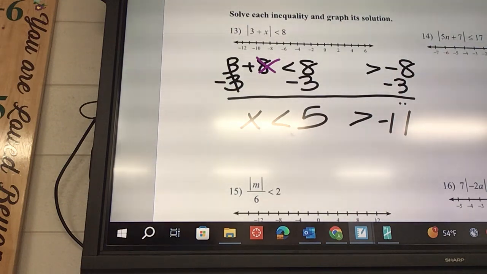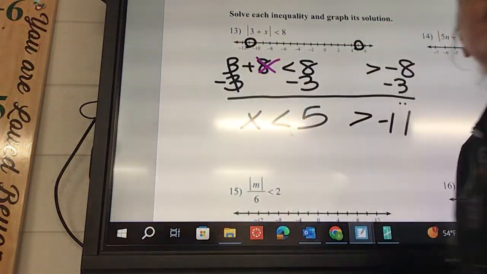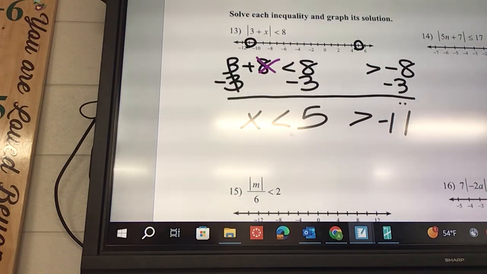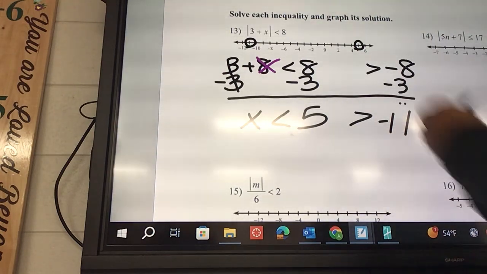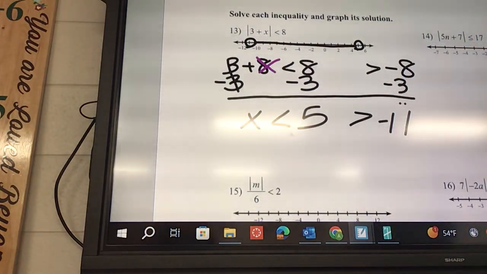Make them open. What's the general rule? They both go the same way. So they're both going to be pointed out, or they're both going to be pointed in. Are they in or out? In. X is smaller than 5. They're in. Like I said.